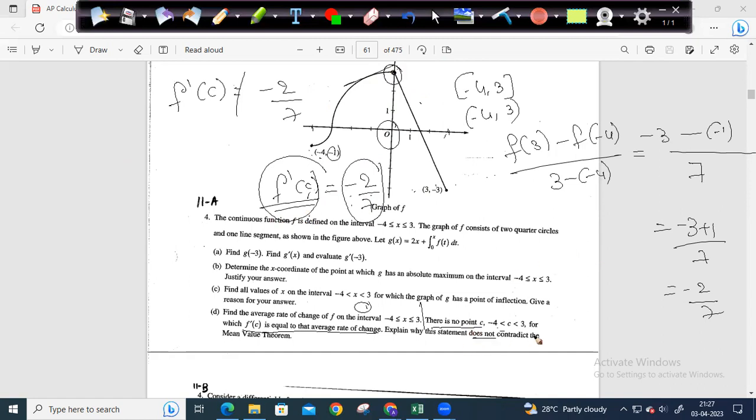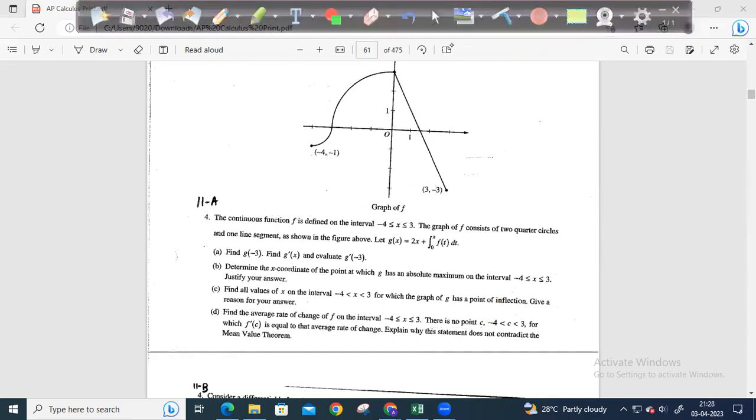Explain why this statement does not contradict. You just need to say clearly the function is not differentiable. According to the mean value theorem, the function should be continuous in the closed interval and differentiable in the open interval. Since the function is not differentiable, it is not contradicting the mean value theorem. As simple as that. It is definitely too theoretical a question.